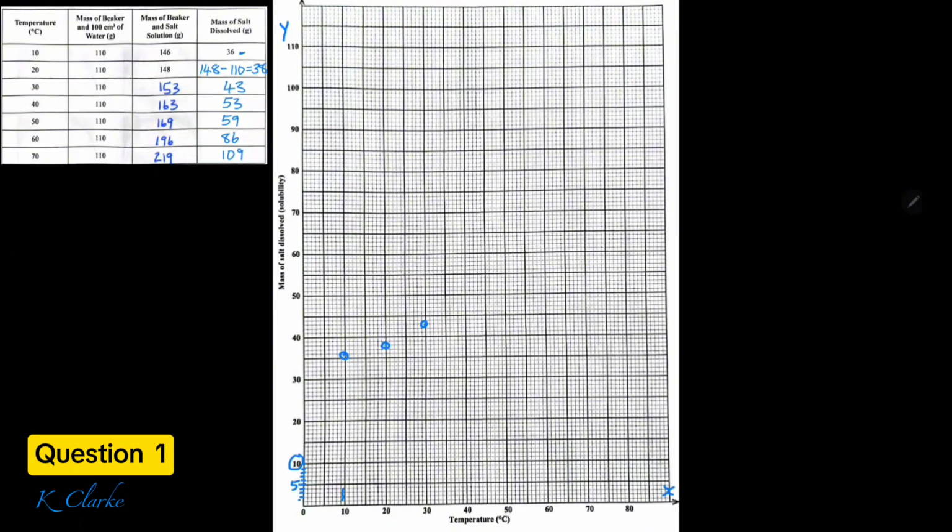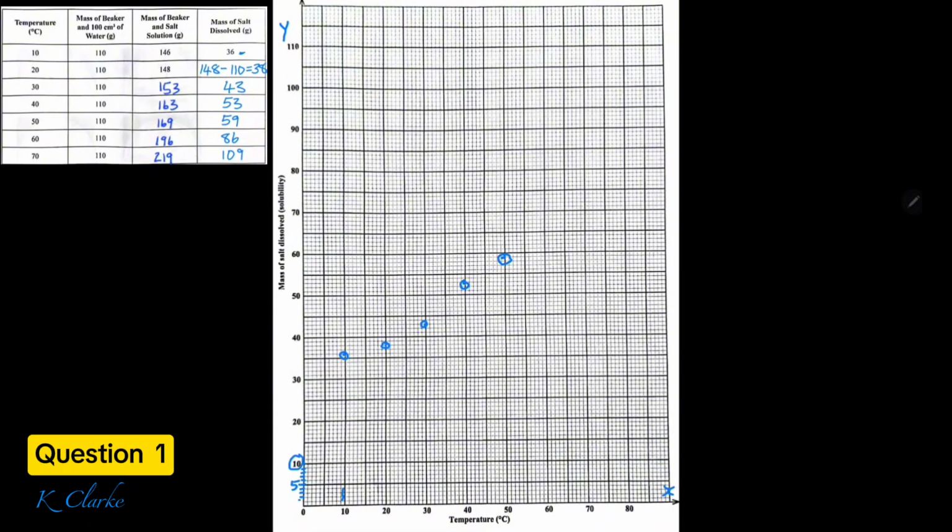At 40 degrees Celsius, the mass of salt is 53 grams. So 51, 52, 53, put a dot there and circle it. At 50 degrees Celsius, 59 grams. Just repeating, at 50 degrees Celsius, we have 59 grams. So that's right below the 60. Put a dot, circle it.